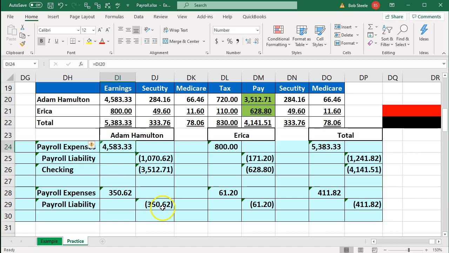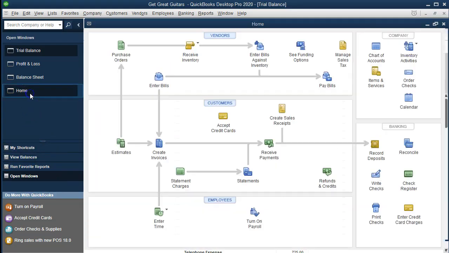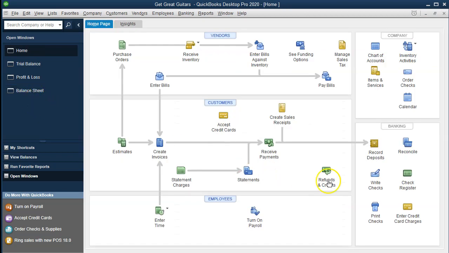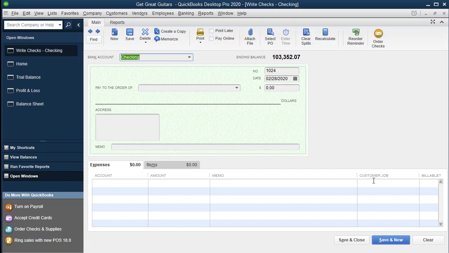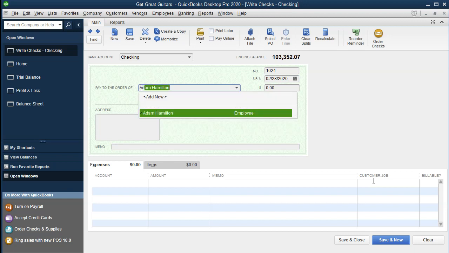We're going to go to Adam Hamilton first. So I'm going to close this back out. We're going to go back to the home, and then we're going to create a check. We're going to create the first check and tab through here, and we're going to keep the check number. That looks good. We're going to pay it to Adam. So we're going to say Adam Hamilton, which is an employee, tab.